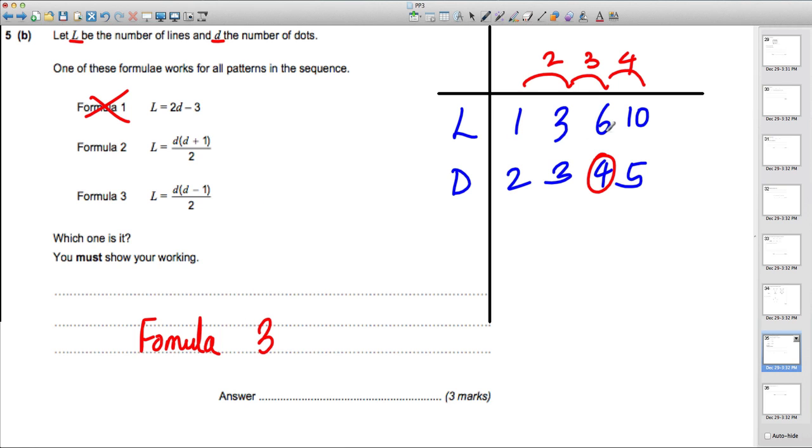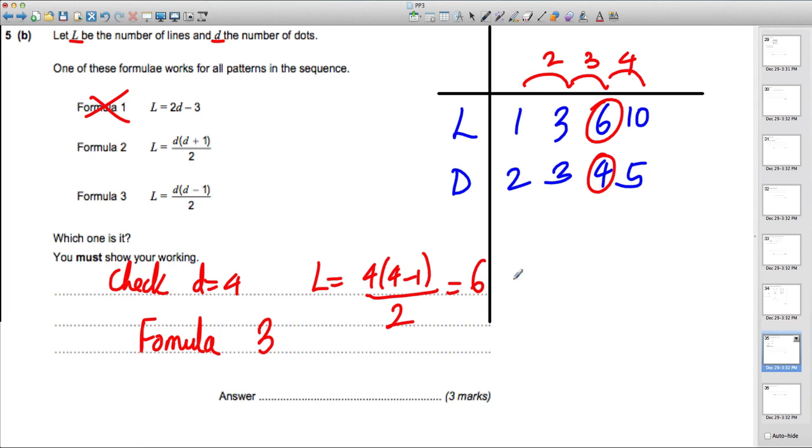Okay, and I suppose you should just show you checked it. So let's say check D equals 4. So L is 4 times 4 minus 3, 4 minus 1 over 2, which is indeed 6, and it's correct. So to get the 3 marks, you've got to have a table summarising your answers, check one of them, and then state which formula works.